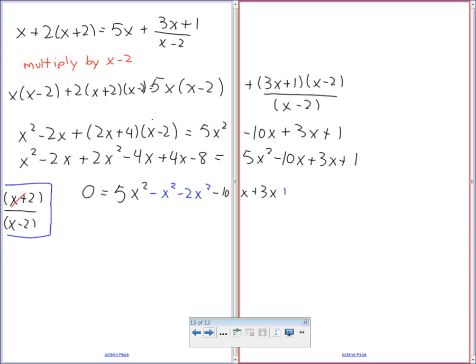Somebody please tell me if I'm making a mistake here, okay? I don't think I made a mistake there. I think that's good. So what I did was I moved everything to the right-hand side, all of the x's and all that stuff, and switched the signs.